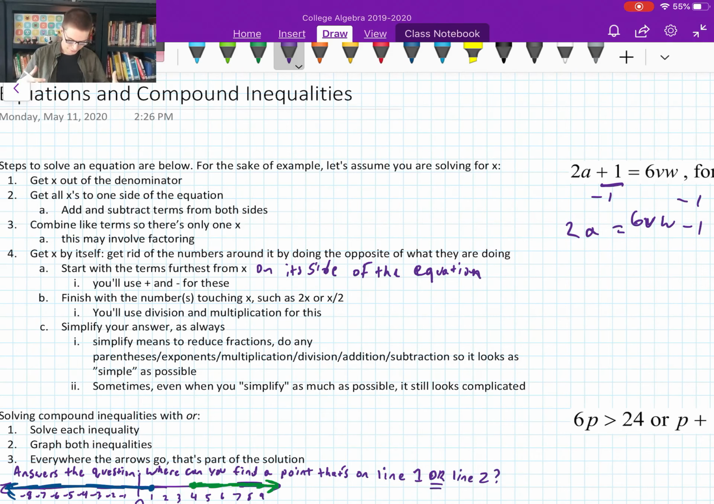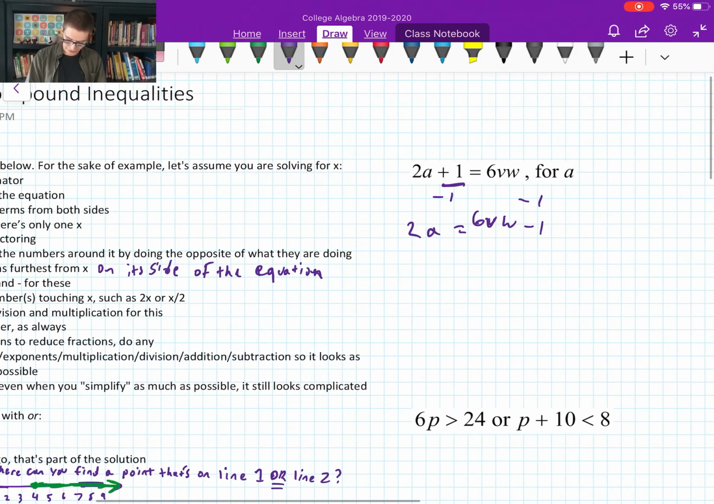The second step in number 4 is to finish with the numbers that are touching our variable, such as 2x or x divided by 2. In this case, we've got 2a, so that's actually a 2 times a. These numbers that are touching are being multiplied or divided, so we have to do the opposite of what they're doing. An example of it being division would be a divided by 2. But if they're just touching, like 2 and a together, that's 2 times a. So we'll do the opposite by dividing.